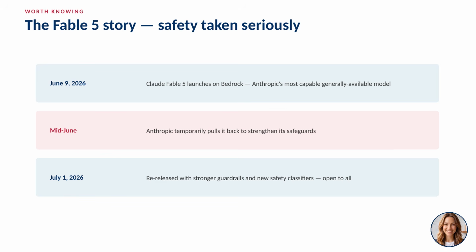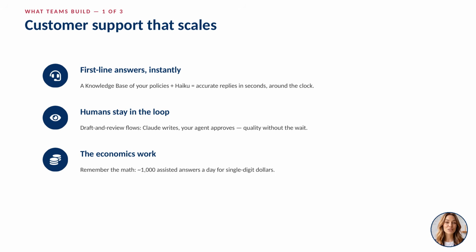Now, you could read that as a stumble. I read it the opposite way. When the most capable model on the platform needed better protections, they took it offline and fixed it. If your company is going to bet real workloads on this technology, that's exactly the behavior you want from the people running it. Let me show you what teams actually build, because patterns help.